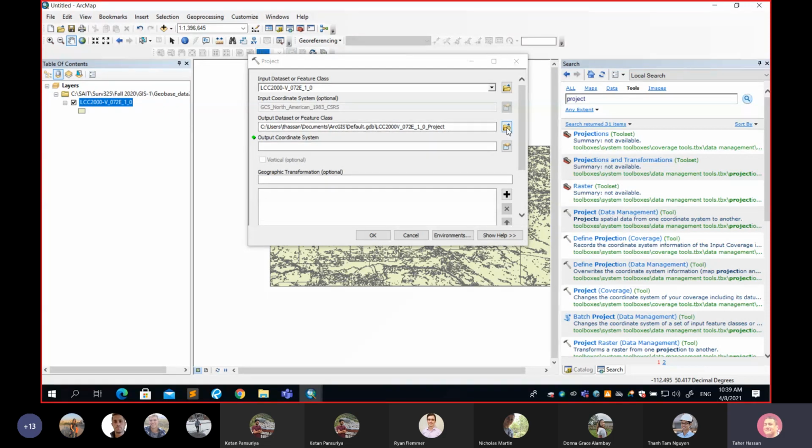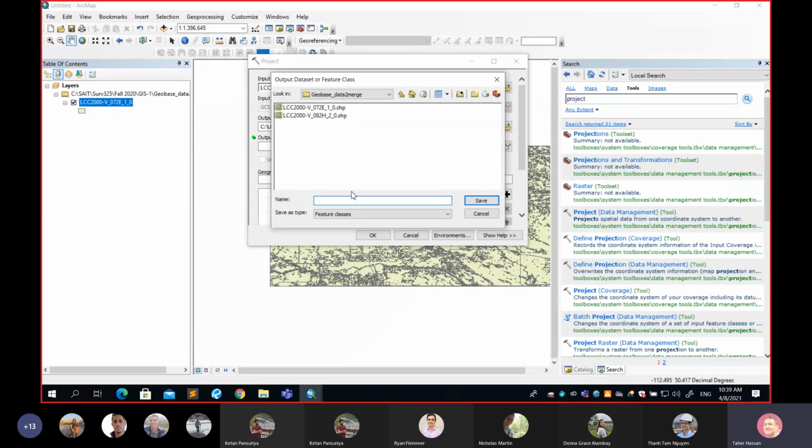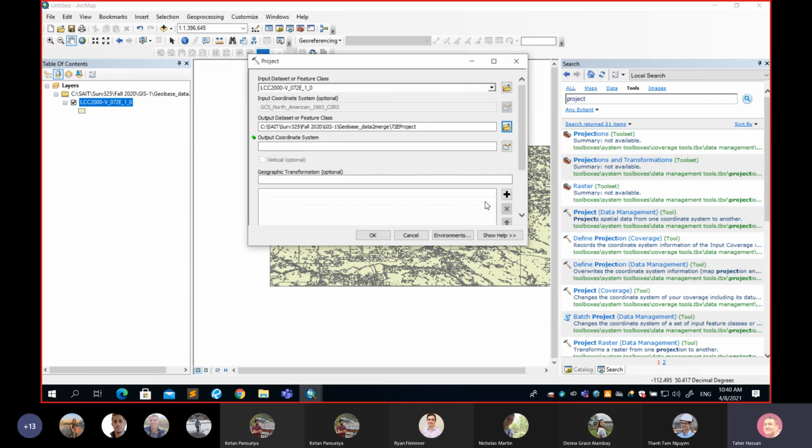What we do is very simple. We go here and say, okay, this is the 72E projection, so I'm going to name it project. I'm saving my file here, not in the folder offered by the software, so at least I know where my file is. Under GeoBase data, to merge, and it's called 72E project. Then Save. Now, what do you think is missing?